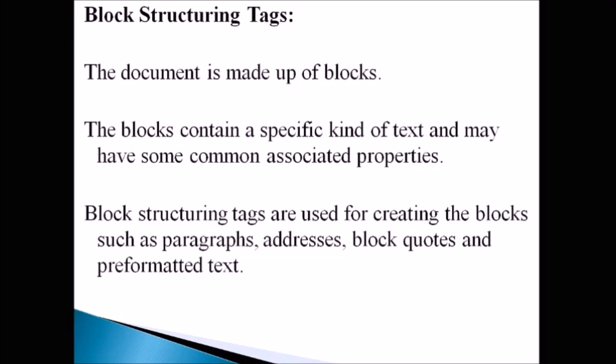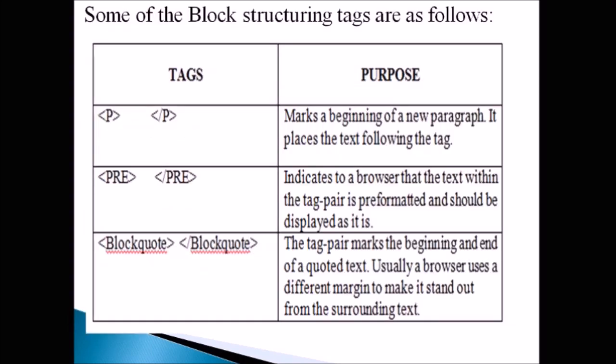Block structuring tags are used for creating the blocks such as paragraphs, addresses, block codes and pre-formatted text. Okay. If we say a paragraph will have the common property, isn't it? At that time we can use these block structuring tags. Some of the tags are given here. The first one, P. Okay. P means nothing but marks the beginning of a new paragraph. It places the text following the tag.